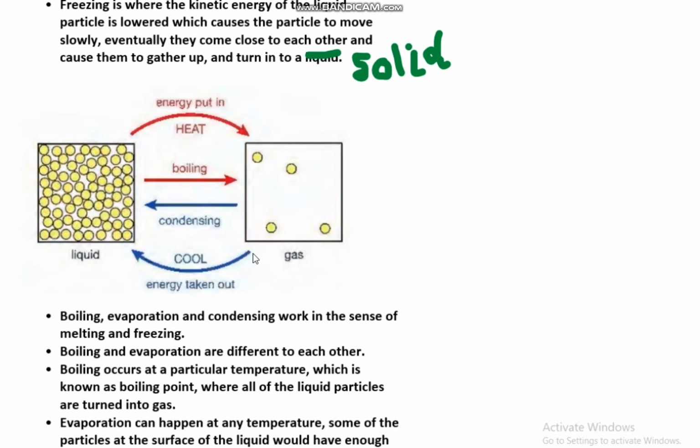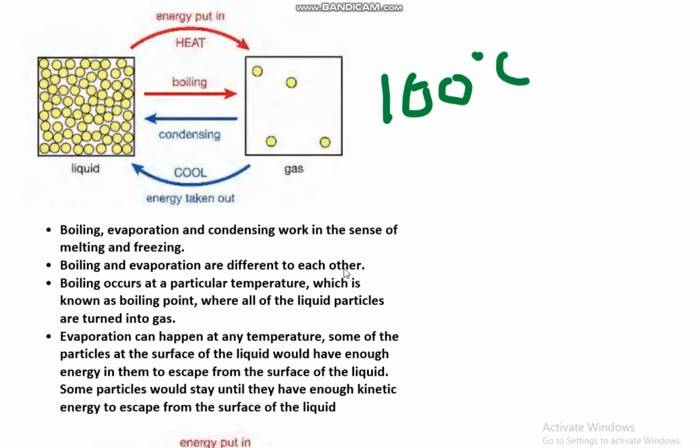Alright, so boiling happens at a particular temperature. For example, for water it happens at 100 Celsius, which is known as the boiling point, as I have written here. It happens at a known temperature, and at that temperature, just like water at 100 Celsius, the particles tend to move away from each other. At a particular temperature, all the particles are moving away from each other and they turn into gas. That is what boiling is.